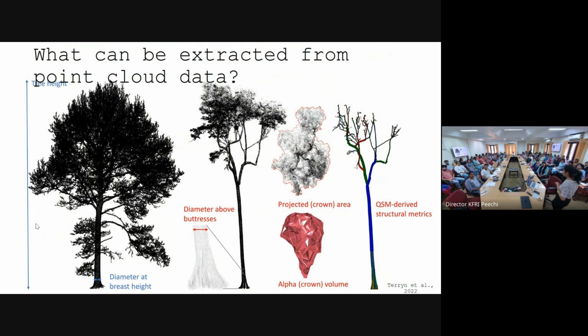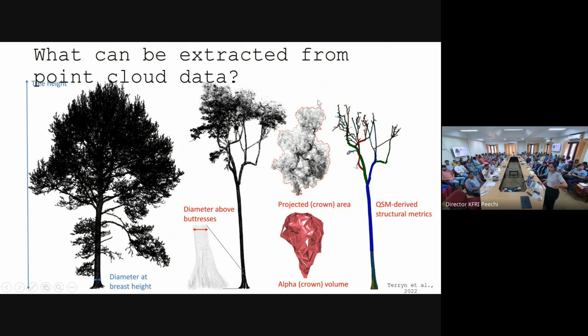But TLS actually provides us an amazing way to understand the detailed architecture of trees. For instance, if you have the data from a TLS for a tree, yes, you can estimate diameter at breast height and the total height of the tree, simple parameters. And in case you have a buttressed tree, you can estimate the diameter above the buttress, which is still a huge challenge in a lot of tropical forests, where sometimes the diameter above the buttress is 4 meters, 5 meters, or even 10 meters from the ground. People still use a ladder to climb the tree to estimate the diameter above the buttress. TLS can be an amazing tool to make it easier and less dangerous to get reliable estimates of diameter above the buttress.